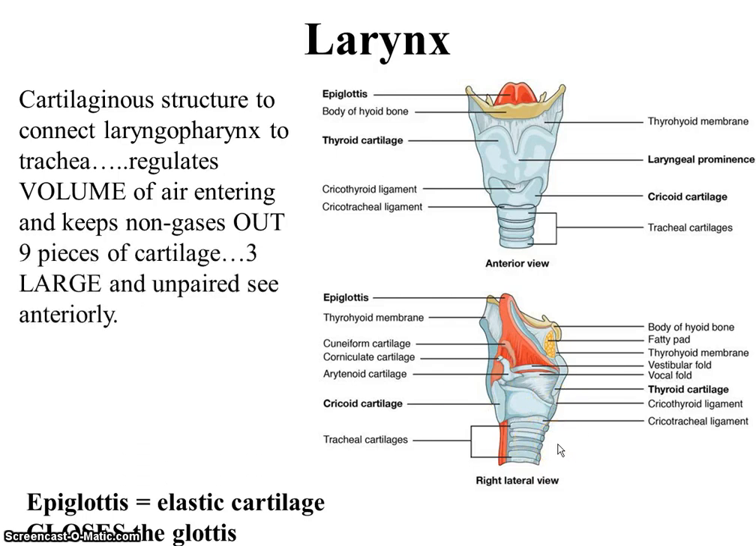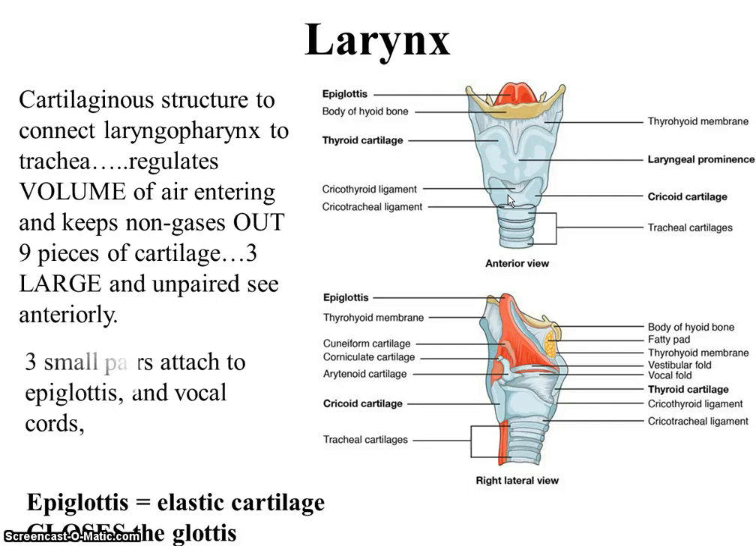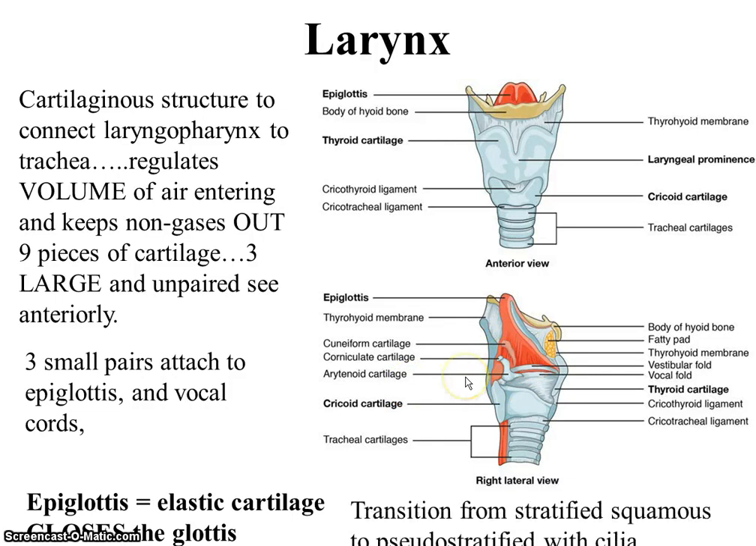So again, 3 large unpaired cartilages seen from the anterior view, right? The epiglottis, the thyroid, and the cricoid. And then 3 small pairs attached to the epiglottis and vocal cords. So that's what you see here. We transition from the stratified squamous of the pharynx to pseudostratified with cilia again. And again, the epiglottis, epi on top of the glottis, will help to close off that glottis.